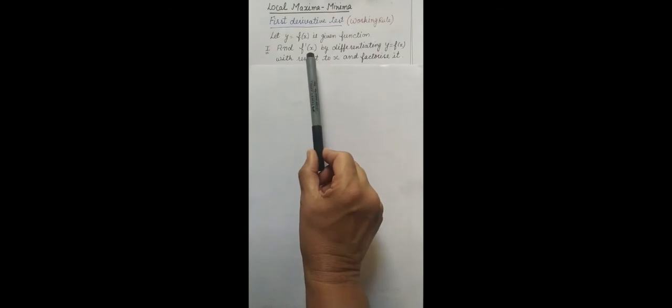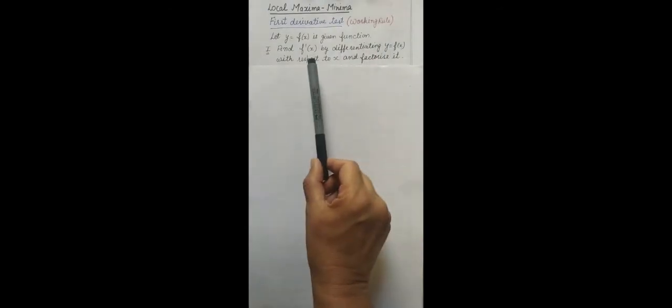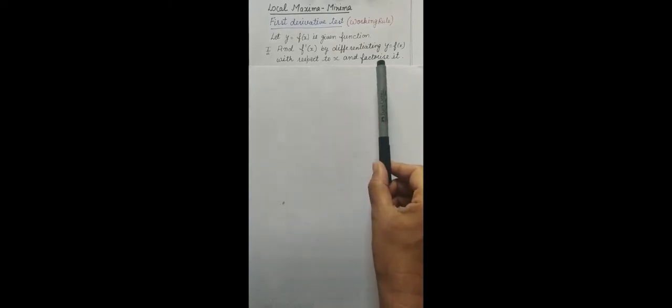First of all, you have to differentiate that function with respect to x or whatever variable is given in that function and factorize it. This is important because if you make its factors, the question becomes very simple. Now second step is you just put f dash x equal to 0 and you will be getting an equation. So you solve that equation and find the values of x, and those points will be critical points, that is turning points of the graph of the function.